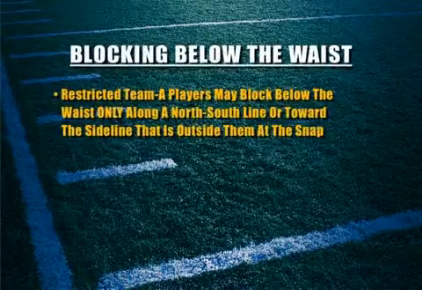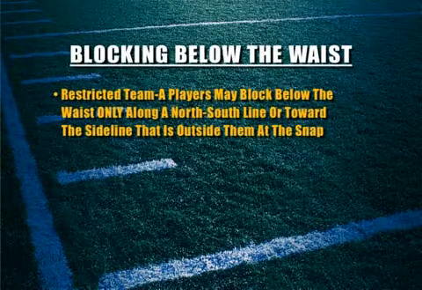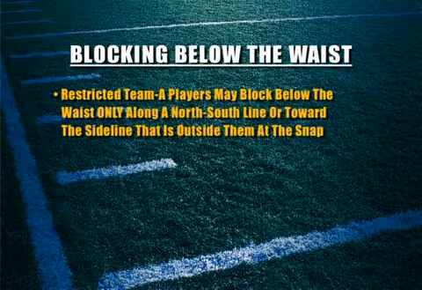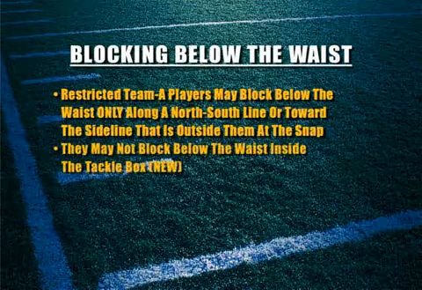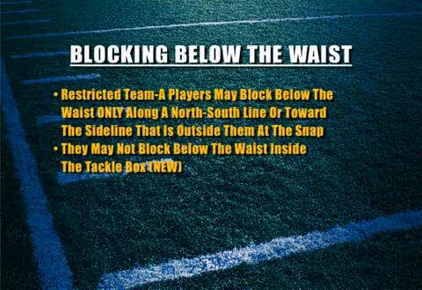If he's lined up to the left of the formation, regardless of where the ball is, then the adjacent sideline is to his left. And so if a player is restricted, then he can only block north and south, or he can block below the waist toward his adjacent sideline. The other thing that's a little bit new this year is that if a player is restricted, he cannot block below the waist inside the tackle box in any direction.